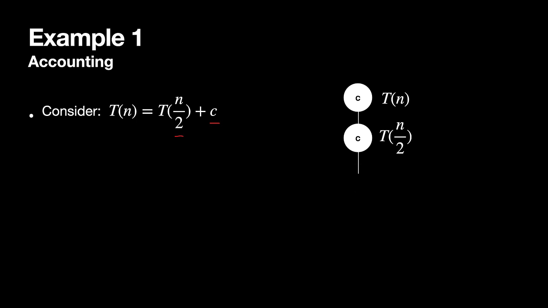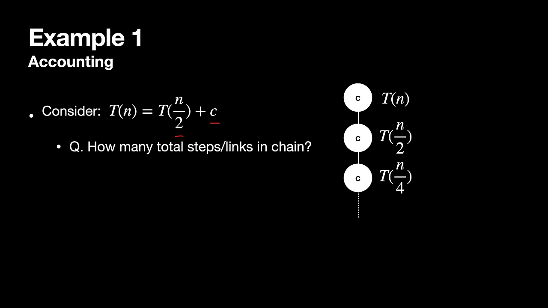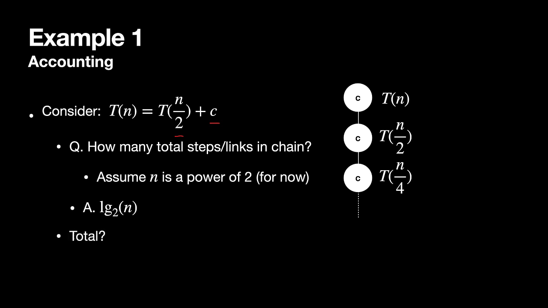We'll have another c units of work when our problem size is n over 4, and so on and so forth. So this leads to the question, how many total steps or links are there going to be in this chain? And we simplified the problem last week a little bit, and we assumed that n is a power of 2. Based on that, the total number of links in this chain, as we saw in previous classes, was log base 2 of n.